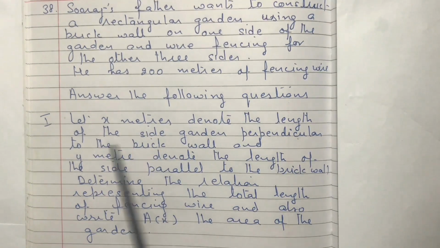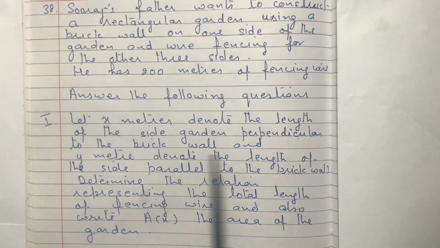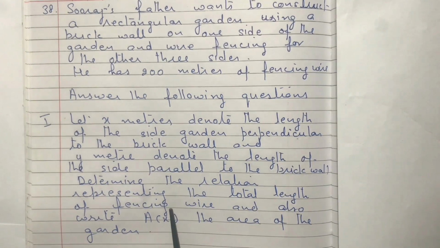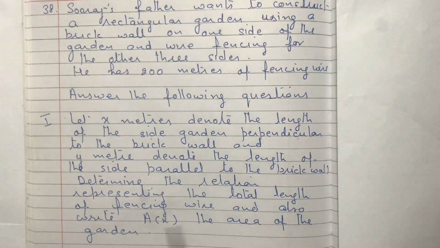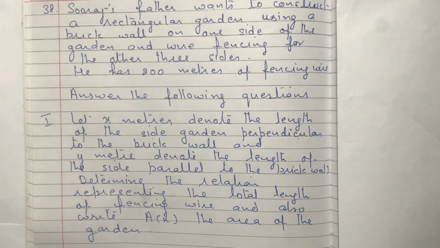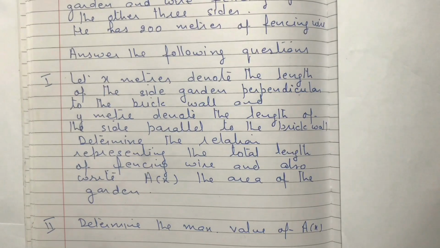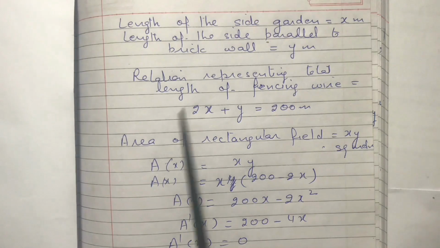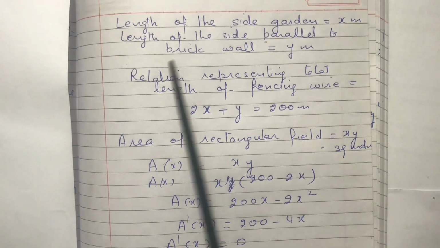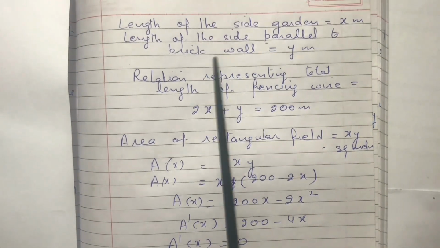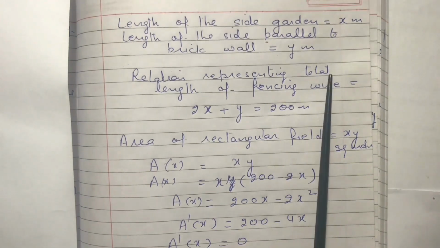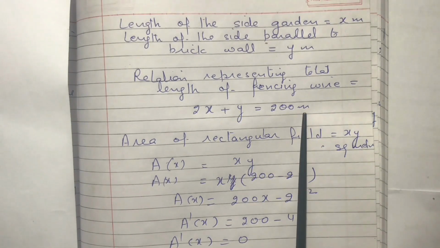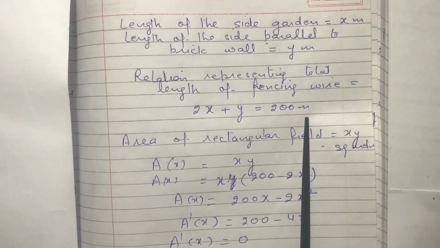Let x meter denote the length of the side garden perpendicular to the brick wall and y meter denote the length of the side parallel to the brick wall. Determine the relation representing the total length of fencing wire and also write A(x), the area of the garden. Second question, determine the maximum value of A(x). Now length of the side garden is x meter. Length of the side parallel to brick wall is y. Relation representing the total length of fencing wire is x plus y is equal to 200 meter. That means 2x plus y is equal to 200 meter.